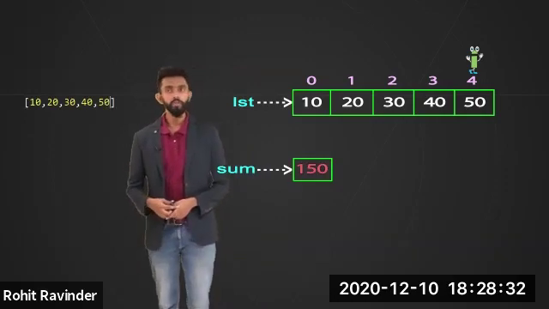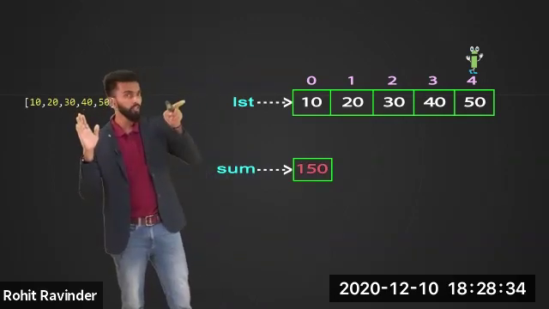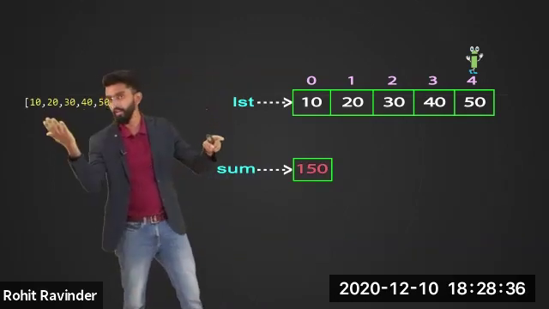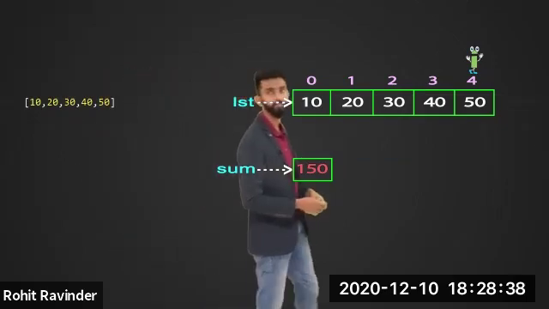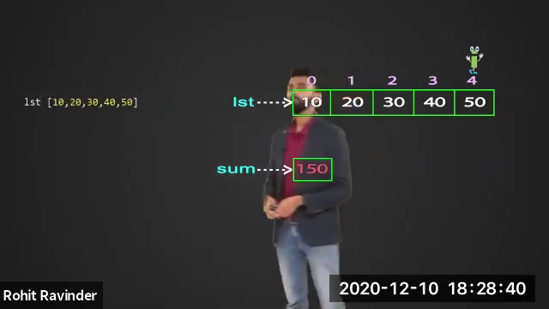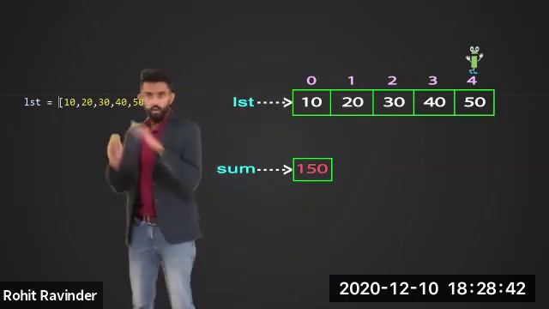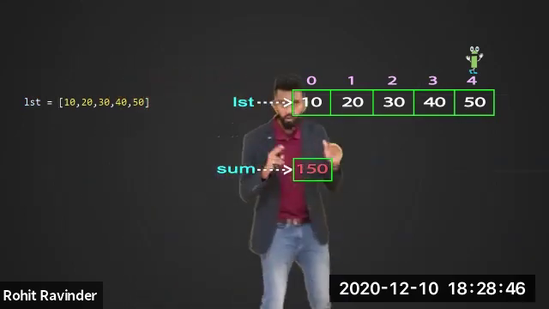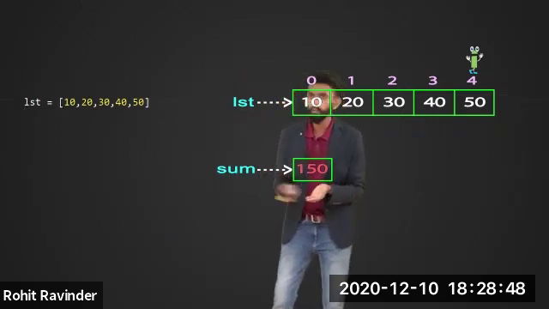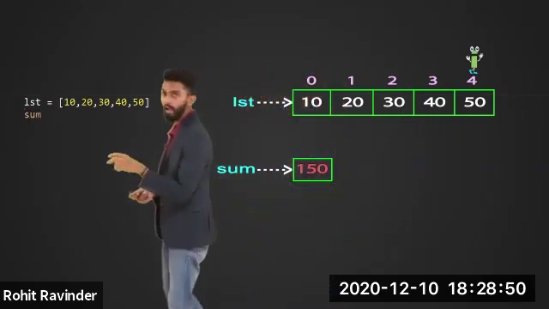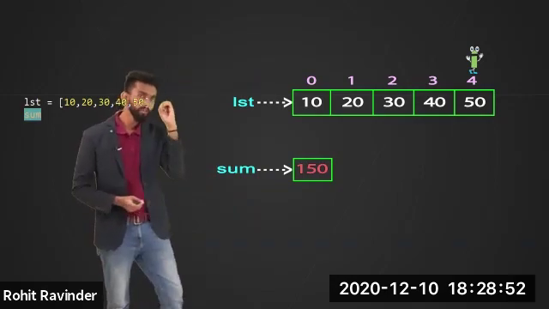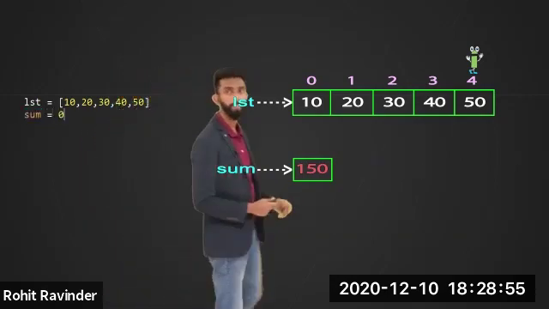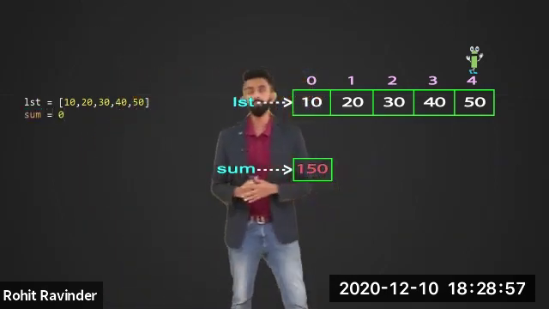Any confusion? Next, give a name for this. What is the name? LST. So I will write LST equal to this. Any confusion? Next, clearly in the pictorial representation, you can see that there is also one variable called sum, correct? That's what I'm going to write. Sum. And what is the initial value of sum? 0. So 0 I will write. Good.